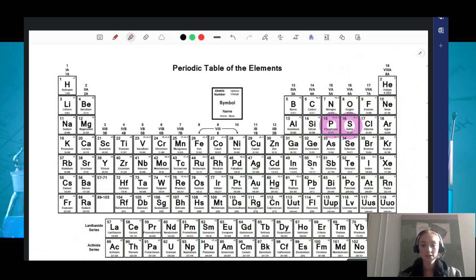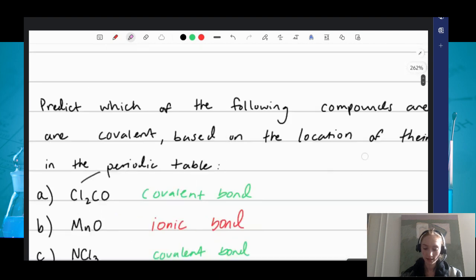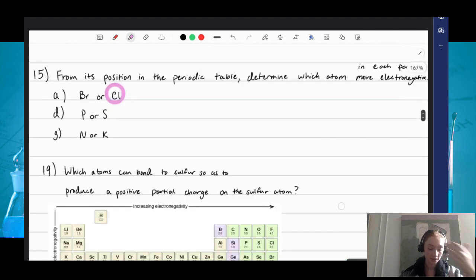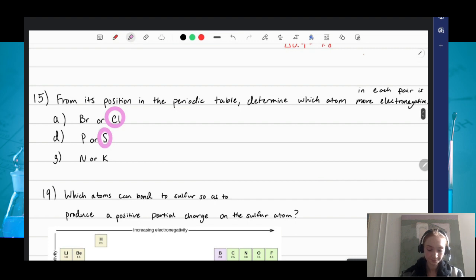It's closer to being a complete shell, so it's going to increase in the amount of want it has to get more electrons, because it's so close to having 8 valence electrons, being complete in its shell. Because it has that desire, it's so close to the end, the sulfur is going to have a higher electronegativity than phosphorus. So that is the answer for 15D. It's going to be sulfur.